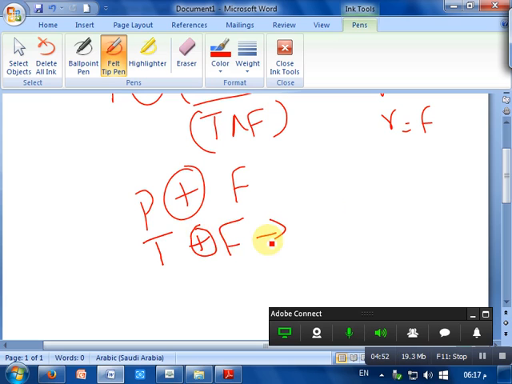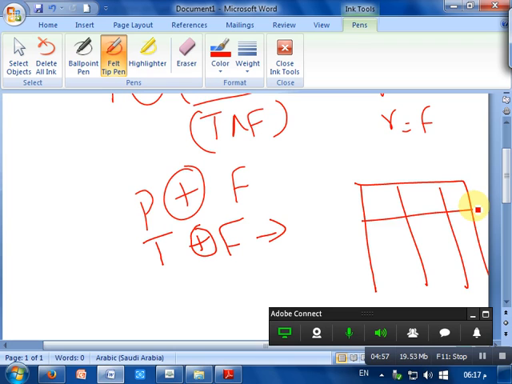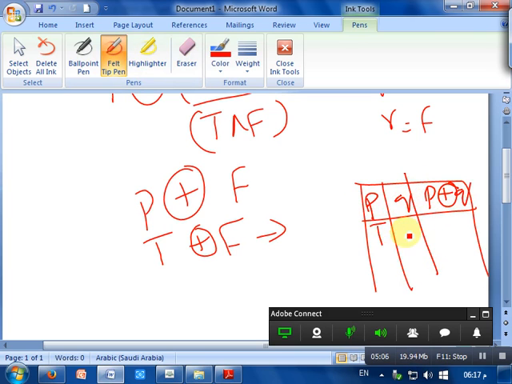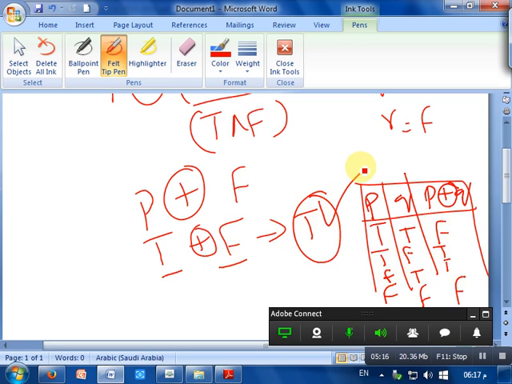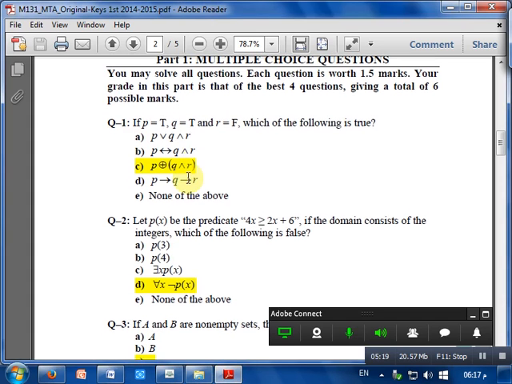No. You see the table of XOR. What is the table for XOR? P, Q, P XOR Q: true, true is false; false, false is false; true, false is true; false, true is true. So here true, false is true. So this is true, and you select this as the correct answer. So you have to give the values and test which is correct, which is true.